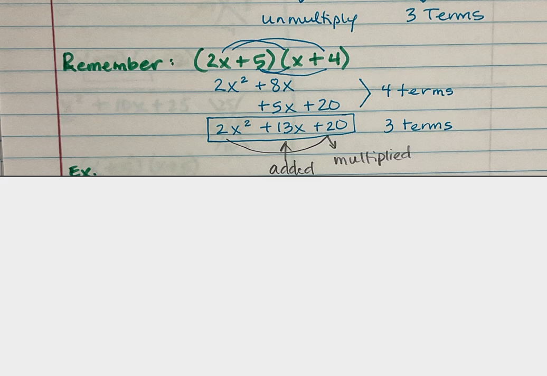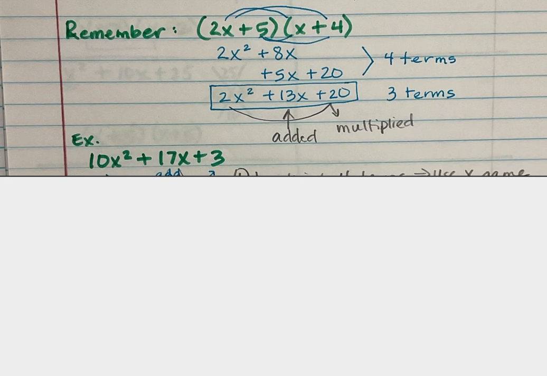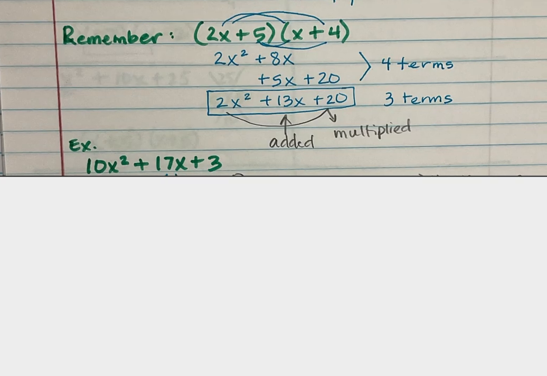All right, so here's our first example. We are going to try to factor 10x squared plus 17x plus 3. So if you'll notice, we're trying to unmultiply this trinomial, and the way that we're going to do that is we need to step backwards and turn it into four terms instead of three. That's how we unmultiply this. Basically, we're going to turn this into a grouping problem.